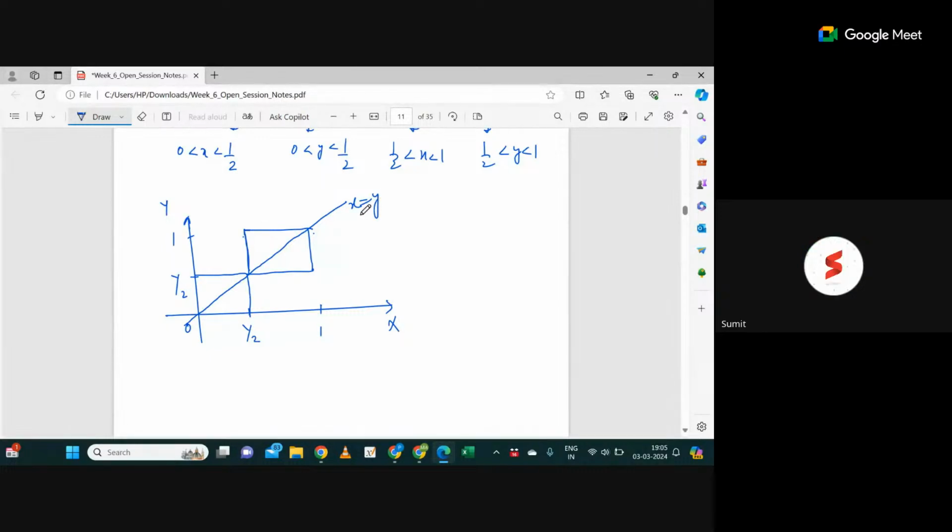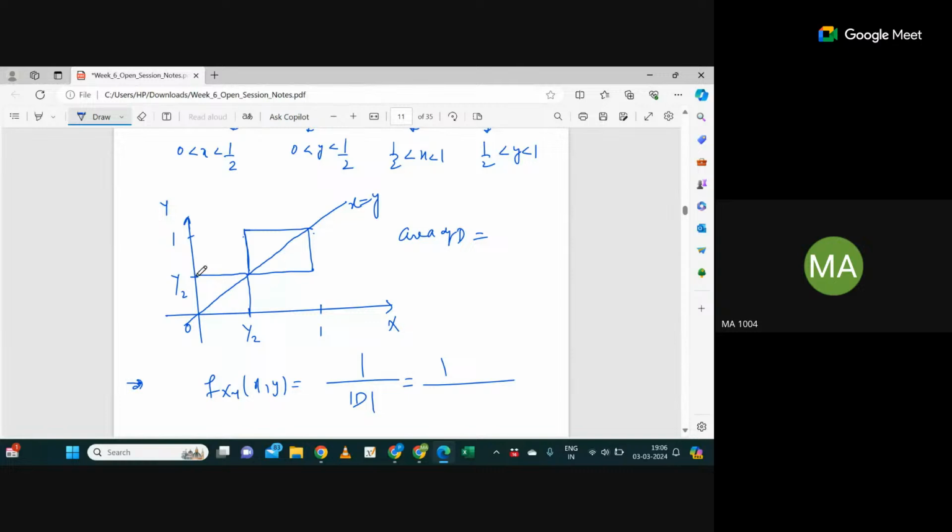Suppose I ask for some probability, then what you have to do, you have to tell me what is the limit of y. First of all, you have to find the joint density. So the joint density will be 1 upon the modulus of D. So D is nothing but the area of D, what is it?